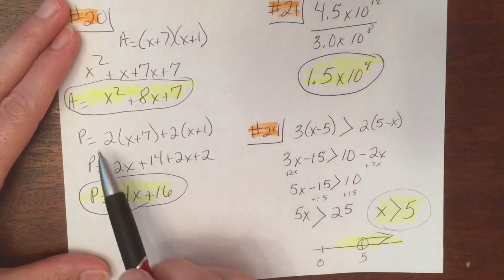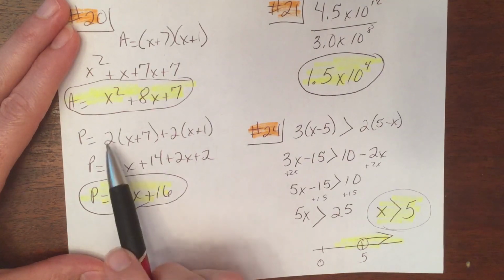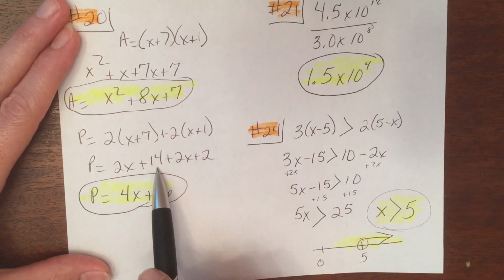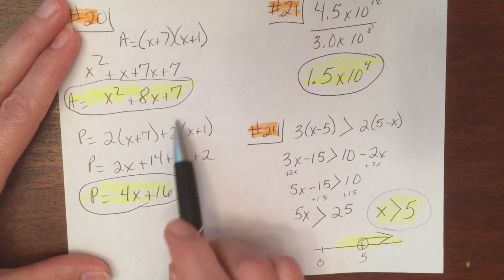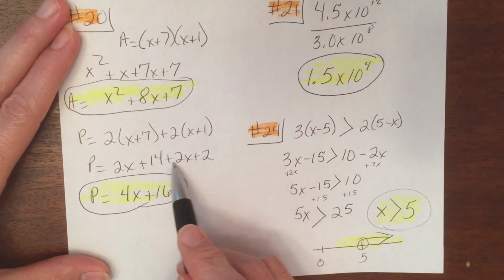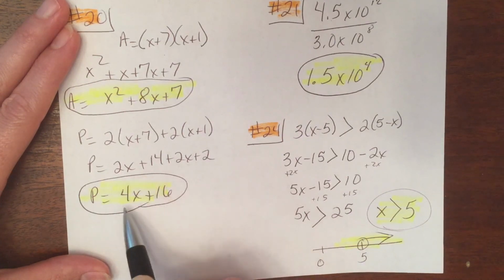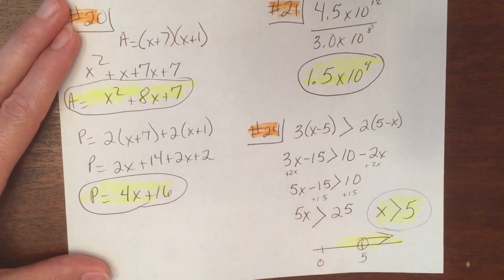Perimeter, 2 times the length plus 2 times the width. 2 times x is 2x. 2 times positive 7 is positive 14. Positive 2 times x is positive 2x. Positive 2 times positive 1 is positive 2. My x's are like. Positive 2x and positive 2x gives me 4x's. Positive 14 and positive 2 gives me positive 16. 4x plus 16 for the perimeter.